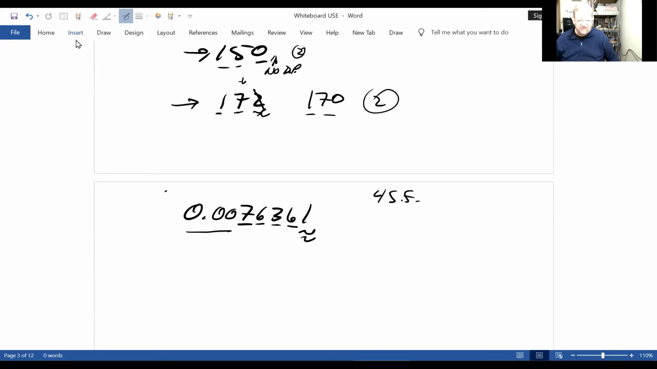And when you're past the decimal point, a number less than 1, this and anything else afterward, you drop. So the correct answer would be to round this off to 4 significant figures would be this. If you notice 1, 2, 3, 4, it does have 4 significant figures.